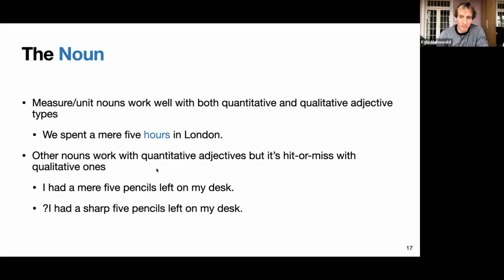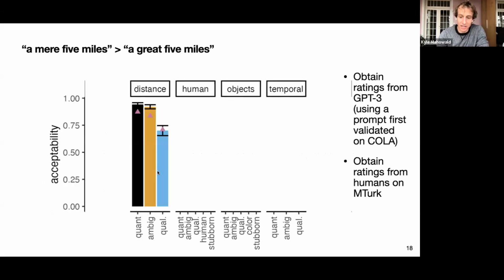I'm going to skip through a bit faster here for time. So what we then did here was look at prompting a GPT-3 model to get grammaticality ratings for these constructions, varying a whole bunch of properties: varying the nouns, varying the kinds of adjectives you see in there, and then getting human ratings for these sentences on Mechanical Turk. So these triangles represent the human ratings, and the bars here represent GPT-3 ratings.